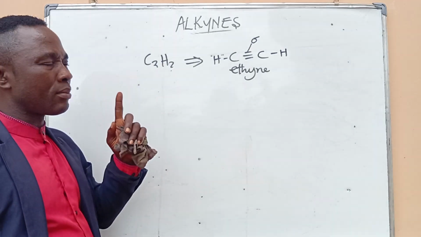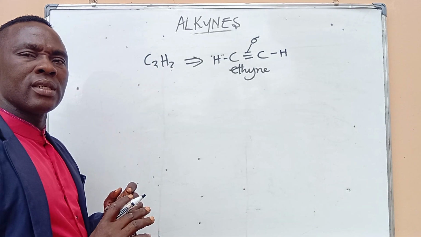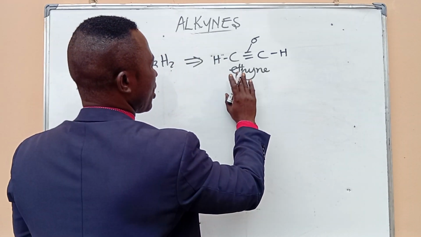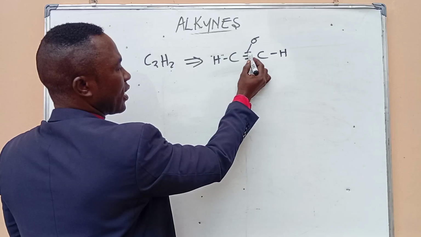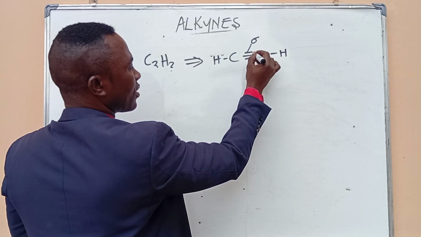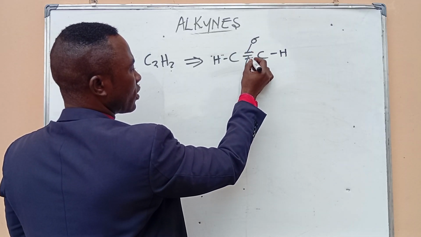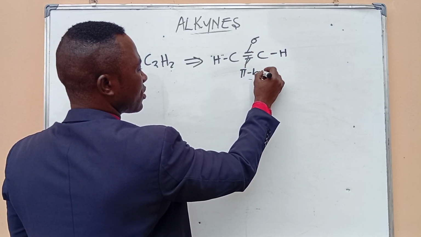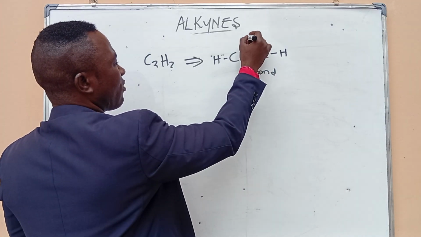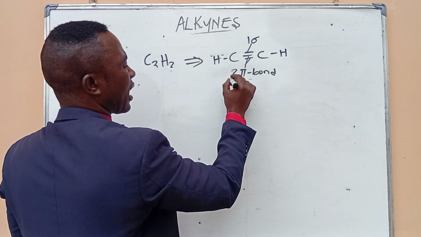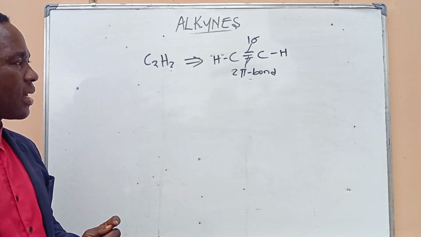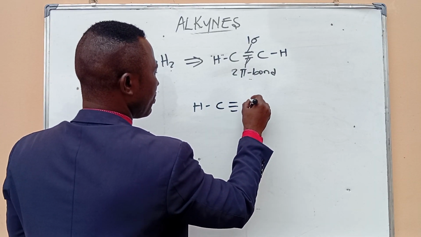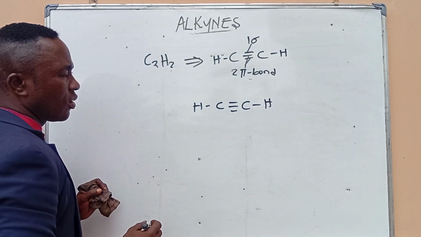Ethynes have 1 sigma bond because a triple bond is made up of 1 sigma bond and 2 pi bonds. So if the first bond here is sigma, that means the other 2 bonds here are pi bonds. Ethyne has 1 sigma bond and 2 pi bonds.